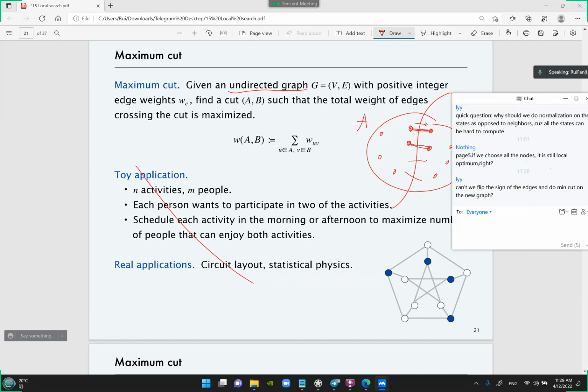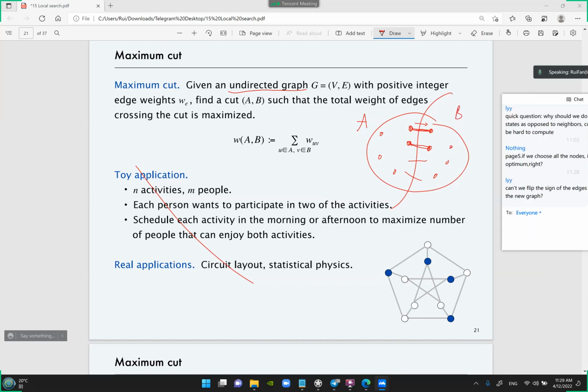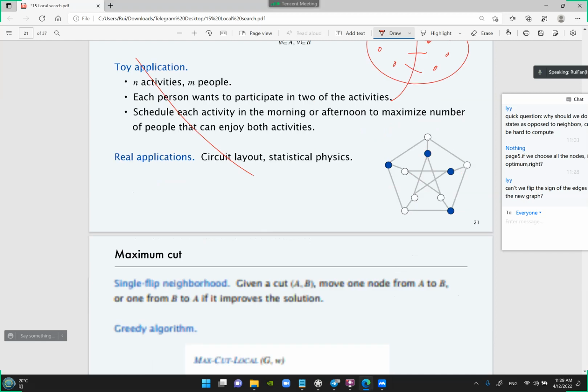Somebody is asking, can we flip the sign of the edges? No, you cannot do that, because all of these things have positive weights. Both for min cut and for max cut, the graph has positive weights on all the edges. For example, for min cut, it doesn't make sense to have a negative capacity. So we're always considering graphs with positive edge weights, and therefore you cannot flip the edge weights. So that's the max cut problem.